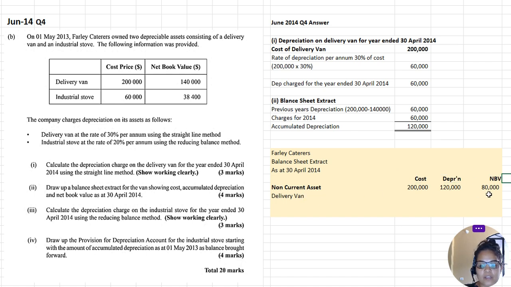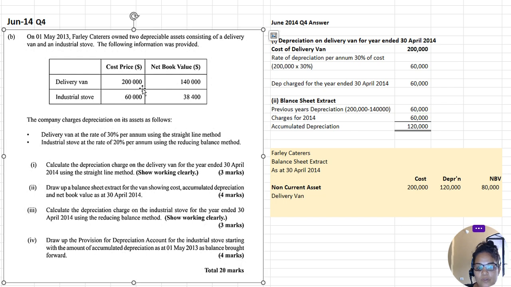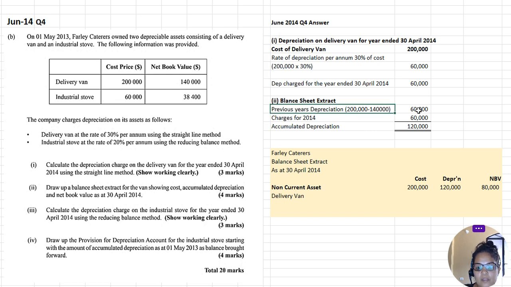Now the delivery van, the cost we already know is 200,000. What we don't know is the depreciation for the previous years. You just have to do a little work to find out. So if the cost was 200,000 and the net book value was 140,000 at this point in time on the 1st of May 2013, then the accumulated depreciation would have been 200 minus the 140, which would have been 60,000. So 60,000 was the depreciation represented within here as at the 1st of May. Because your cost minus your net book value gives you your accumulated depreciation.